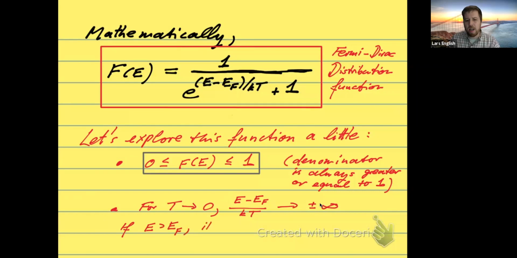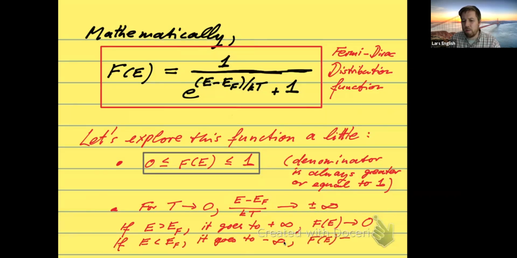If the energy is larger than the Fermi energy, E is larger than E sub F, then that ratio goes to plus infinity. When that ratio goes to plus infinity, then e to the plus infinity is a very large number. And so we see that the Fermi-Dirac distribution f of E goes to 0. But when E is less than E sub F, then that ratio goes to minus infinity, we get 1 over 1 in that limit, and the Fermi-Dirac distribution goes to 1. And so this is the origin of the step function. That's what gives us the step.